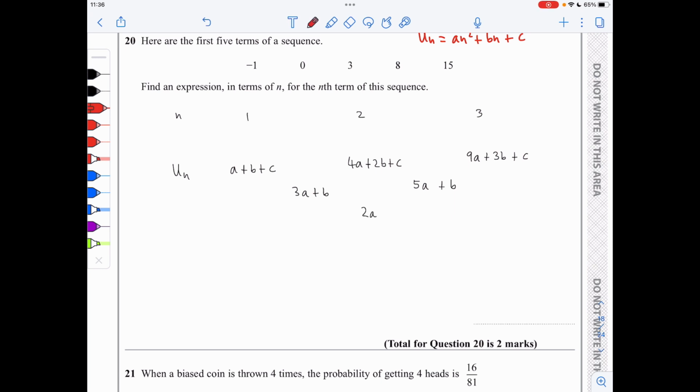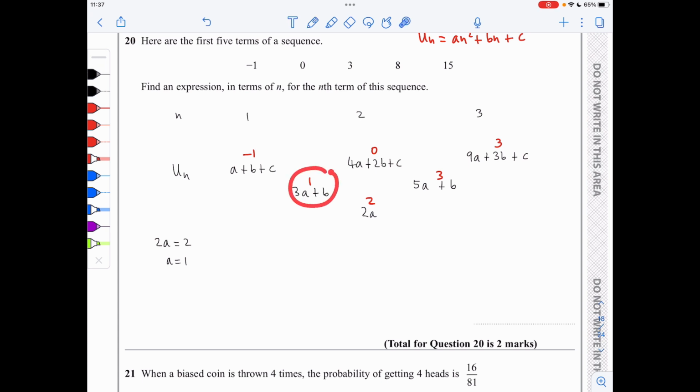So I could come now and put the actual value of the term. So it's minus 1, it's 0, and it's 3. From minus 1 to 0, it's plus 1. From 0 to 3, it's 3. And then from 1 to 3, it's 2. So I can compare and say that 2a is equal to 2, which means that a is 1.